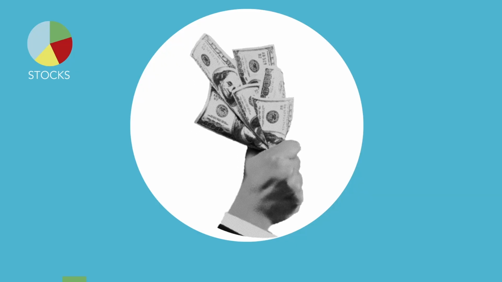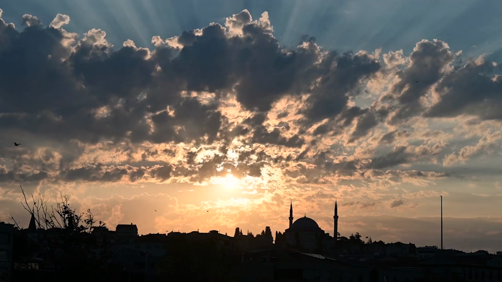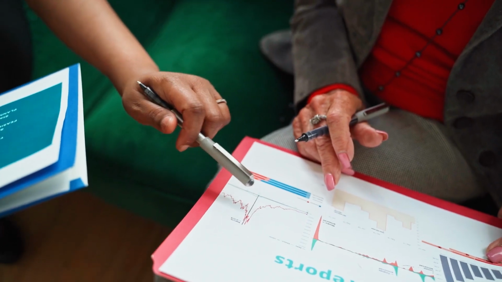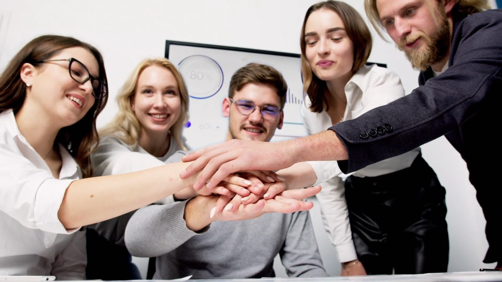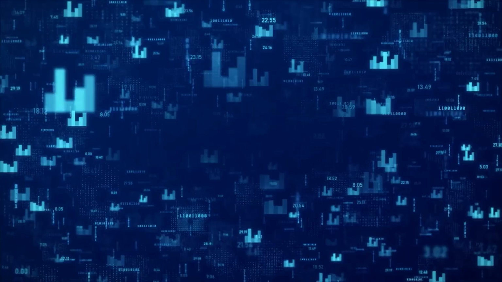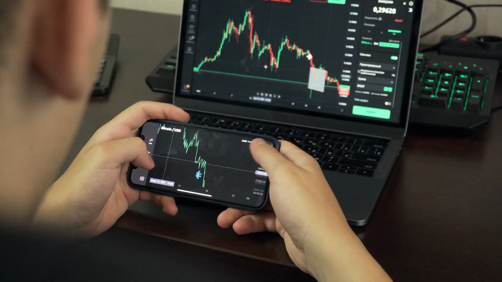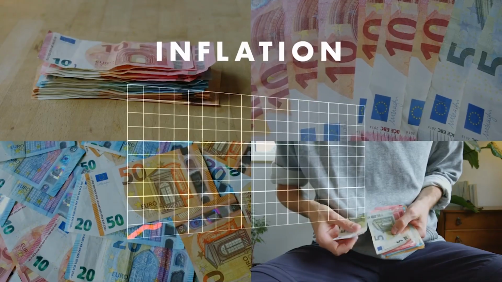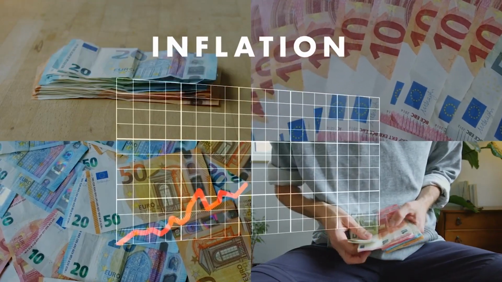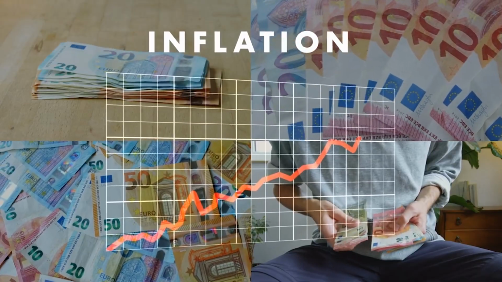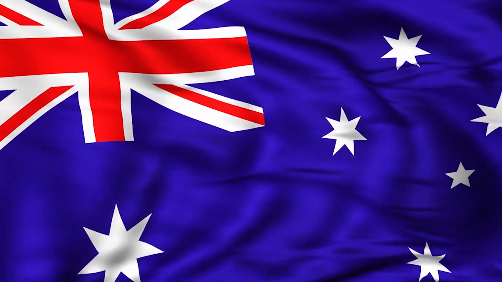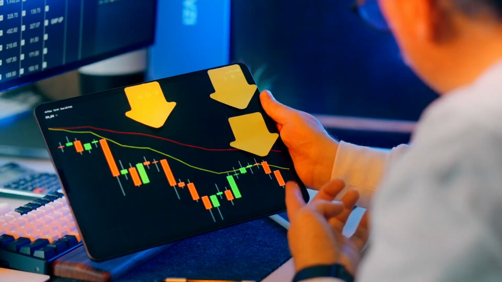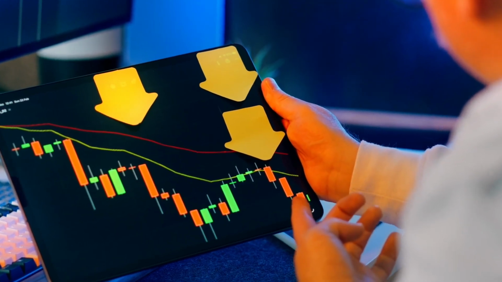Economic data that moves the Australian dollar. Traders also monitor key economic indicators that can influence the value of the Australian dollar. Some of the most important include employment reports, inflation data, interest rate announcements, GDP growth figures, and trade balance reports. These indicators provide insights into the strength of Australia's economy. Strong economic data may increase confidence in the Australian dollar, while weaker data can create downward pressure.